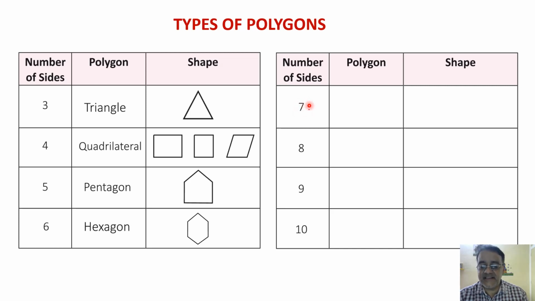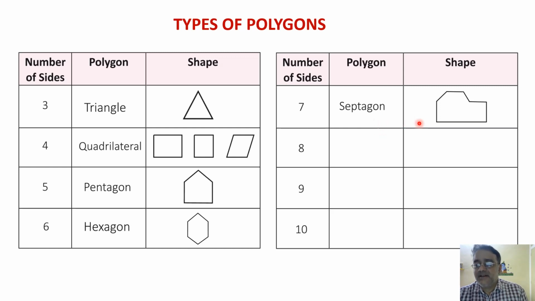If the number of sides is 7, that polygon is called a septagon. Septa means 7, and this is the rough figure. A 7-sided figure is called a septagon. Is that clear?